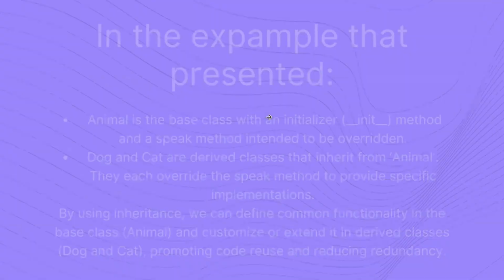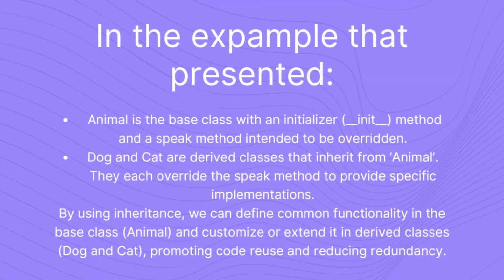That's the inheritance. In the example just presented, Animal is the base class with an initializer, which is the double underscore init method, and a speak method intended to be overridden. Dog and Cat are derived classes that inherit from Animal. They can each override the speak method to provide specific implementations. By using inheritance, we can define common functionality in the base class, which is Animal, and customize or extend it in the derived classes, which are Dog and Cat, promoting code reuse and reducing redundancy.